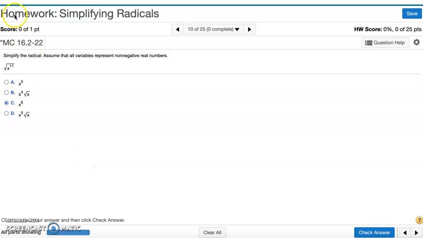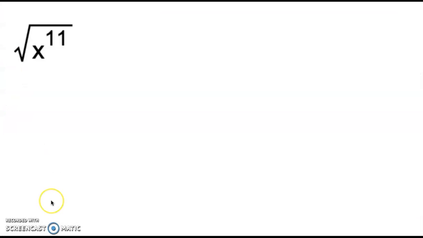Simplifying radicals. Starting with number 10, simplify the radical and assume that all variables represent non-negative real numbers. So let's take a look at it. When we take the square root of a variable with an exponent, you take the square root by dividing by 2. Since this is not an even number, we basically have to rewrite this so that we have an even number.